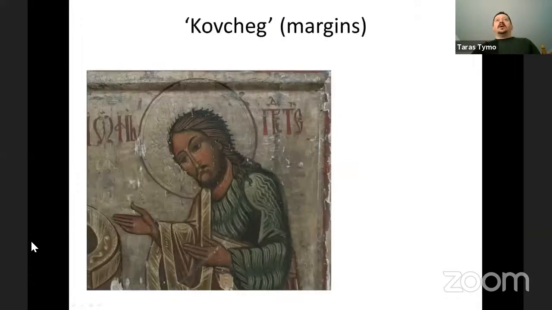Some icon boards have this so-called kovcheg, this deepened center, with margins that are slightly higher than the surface of the icon. That's a traditional thing. Sometimes on these margins they have special scenes depicted or medallions with faces of apostles and so on, but usually they have just a decorative function.